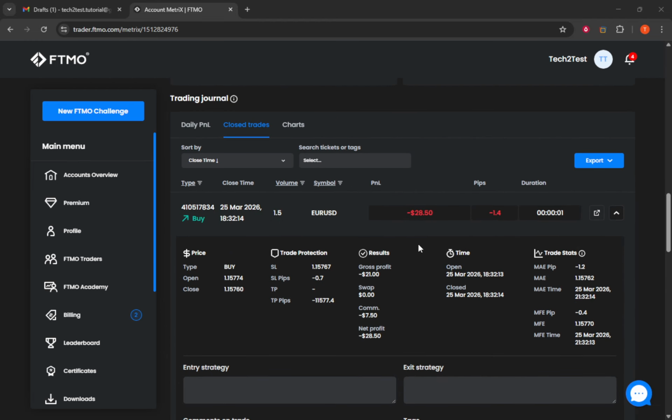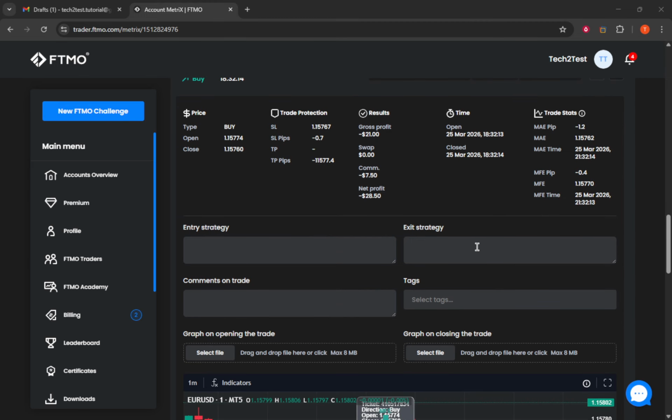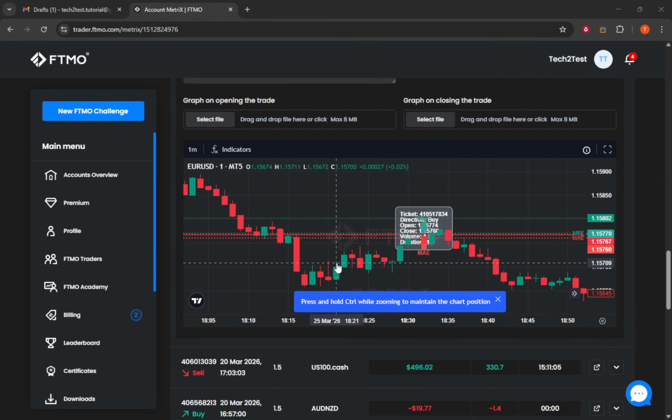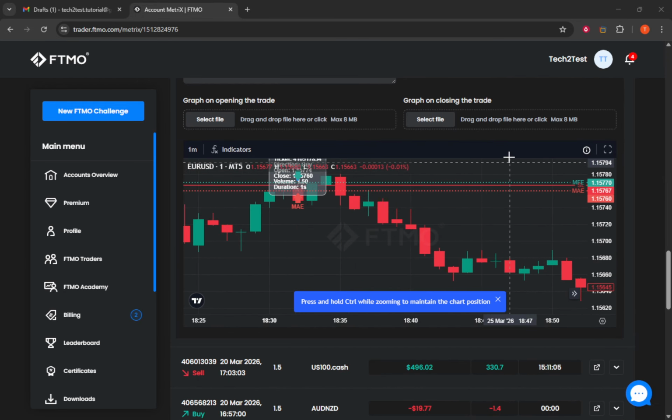You can add notes, chart screenshots, and even a quick reflection on your emotions, so you're capturing both the data and the decision-making behind it.